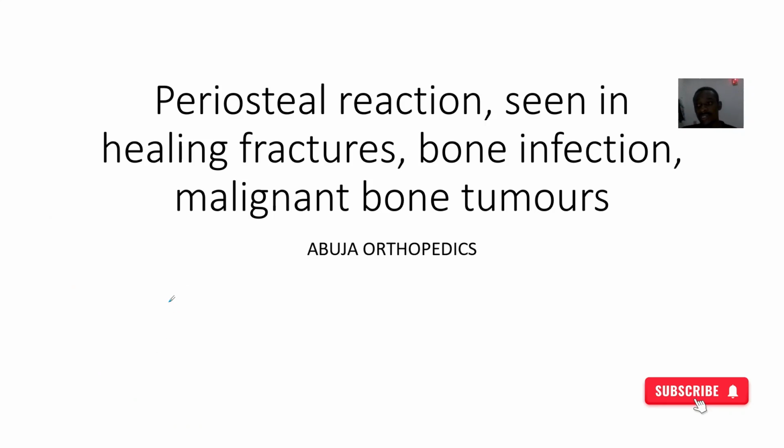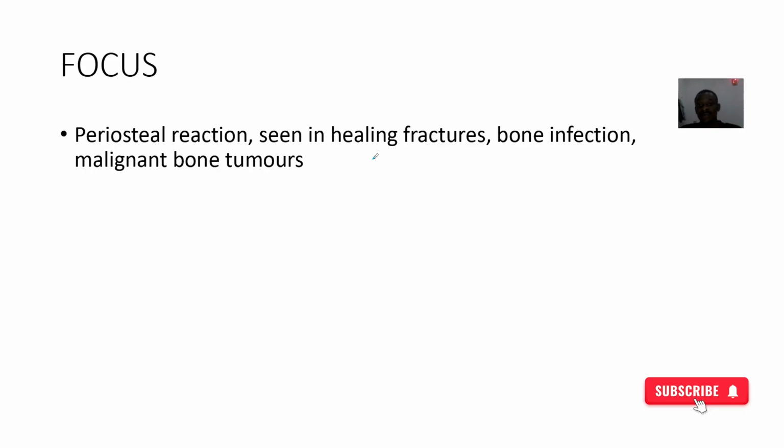Now we get to talk about another word that is usually used when trying to describe one or two abnormal bone developments or reactions. And this is what is known as a periosteal reaction. So some people describe it as a type of reaction, and it's seen in fractures, it's seen in bone infections, it's seen in malignant bone tumors. I want to describe it very well and also look at how this reaction actually looks on pictures.